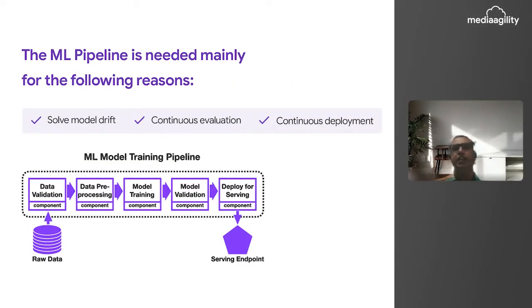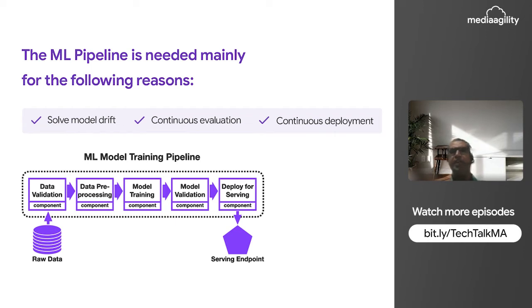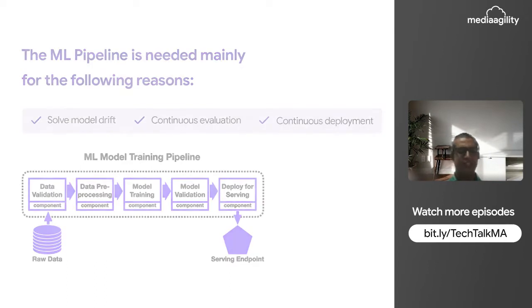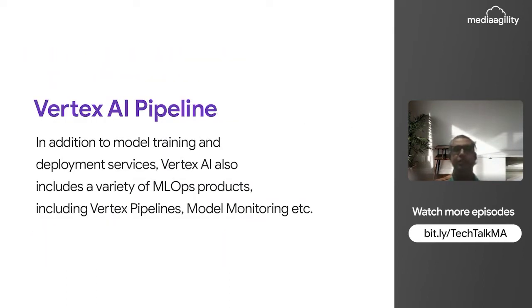To make our data product or ML product usable over a long period of time, we need a machine learning pipeline. So that is the need for the machine learning pipeline. In order to implement the machine learning pipeline in our system, what is the tool? How can we accomplish that? To do so, there is Vertex AI Pipeline.